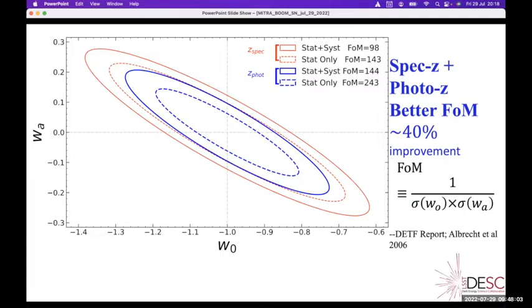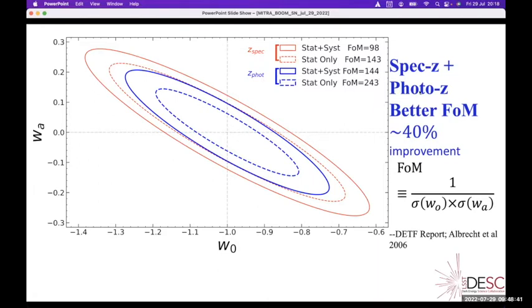So here we see a pair of red and blue ellipses, one solid, one dashed. Basically we're comparing between the spectroscopic and the photometric for two cases: stat plus systematic, and stat only. In either of those pairs, we see that the dark energy constraints have a better figure of merit for the blue, which is the photometric case, which you quantify on the right.